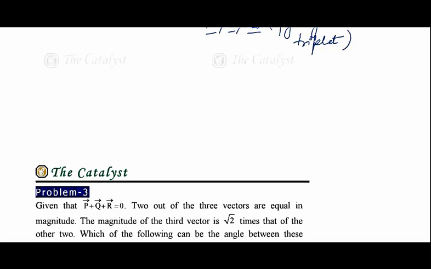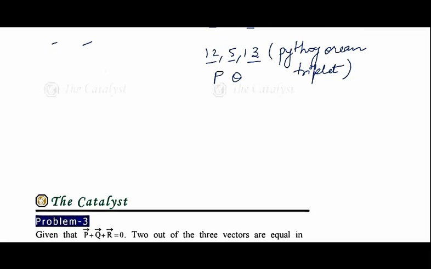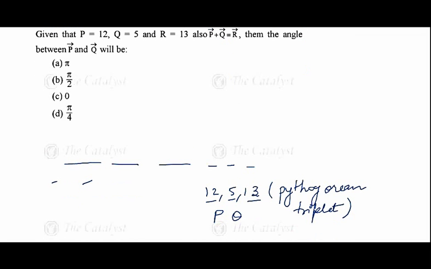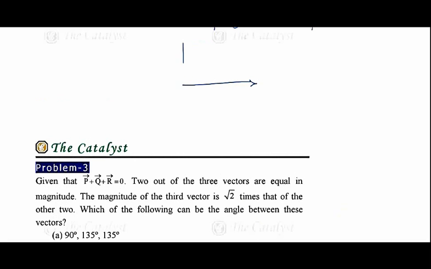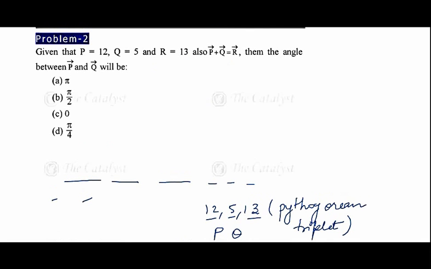right? Now P plus Q is given equal to R, right? This is P and this is Q, right? Now we have to find the angle between P and Q. We know that 12 and 5, this is 12, this is 5, they should be mutually perpendicular such that the third side becomes 13, right? This angle should be 90 degrees. This side is 13, right?